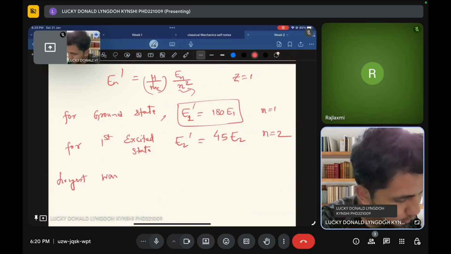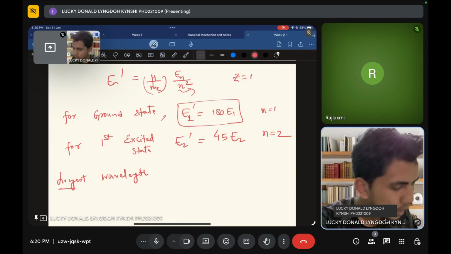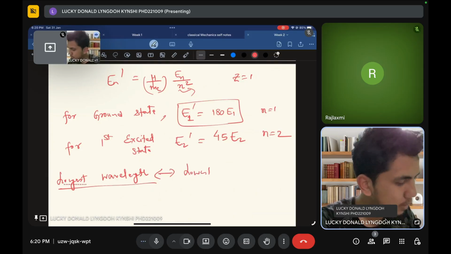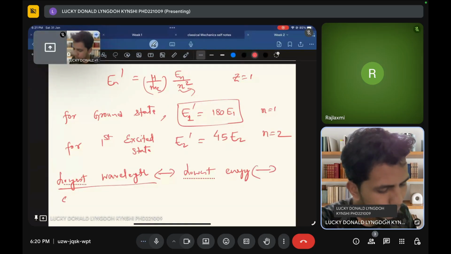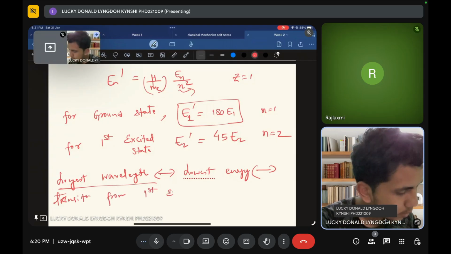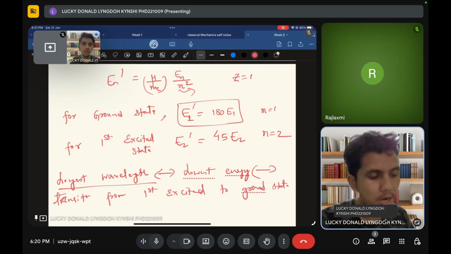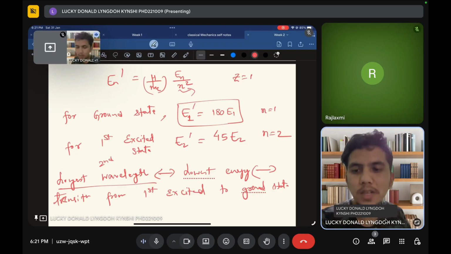The longest wavelength in the Lyman series, you remember, corresponds to the lowest energy, meaning the transition from the first excited state to the ground state. Remember, there are other possible transitions, like from the second excited state, third excited state, and so on. But here the question is the longest wavelength.